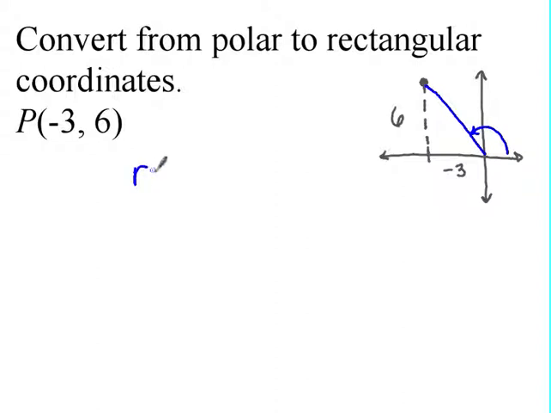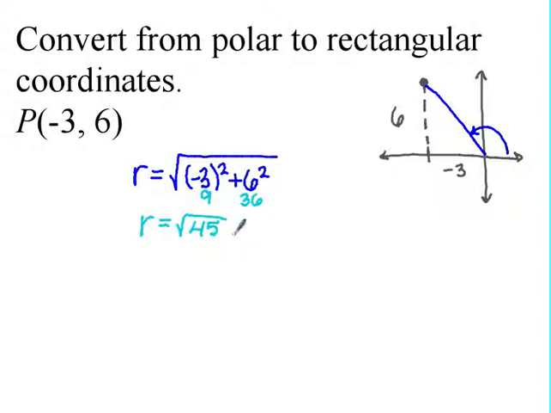R equals the square root of, in this case, negative 3 squared plus 6 squared. It's just the Pythagorean theorem. That's all it is. So I know that negative 3 squared is 9, 6 squared is 36. So my radius is root 45. What's root 45 approximately? Two decimals. 6.71. So now that's what my radius is.